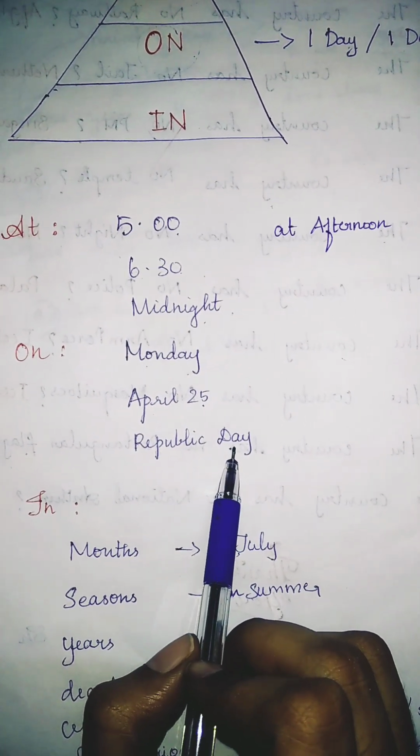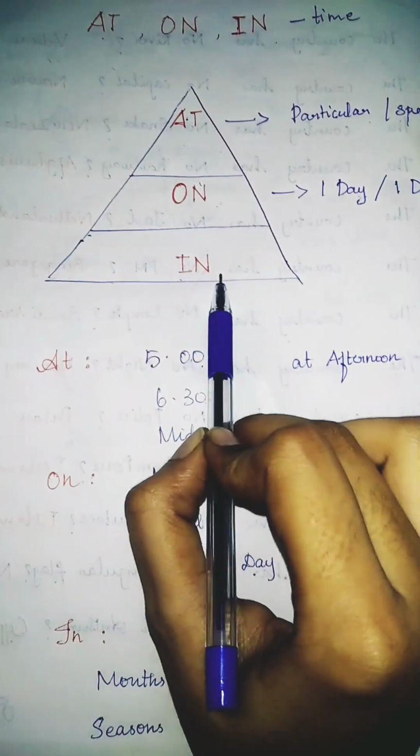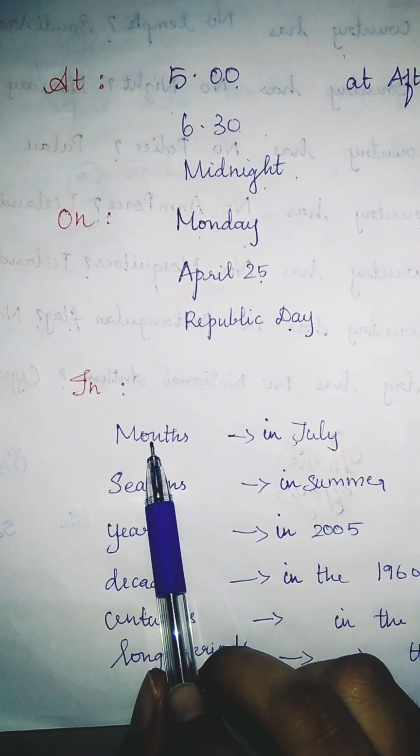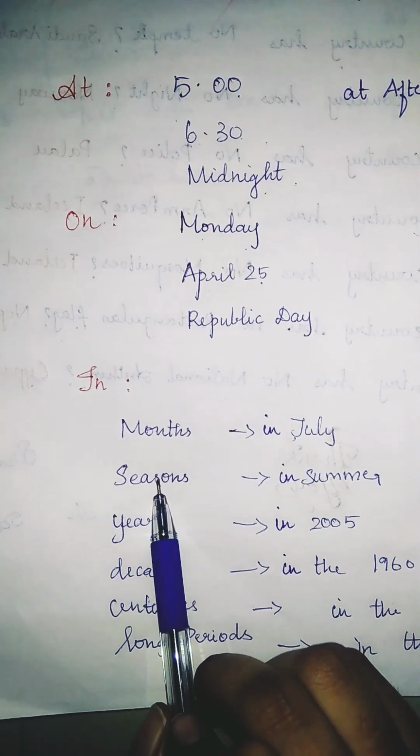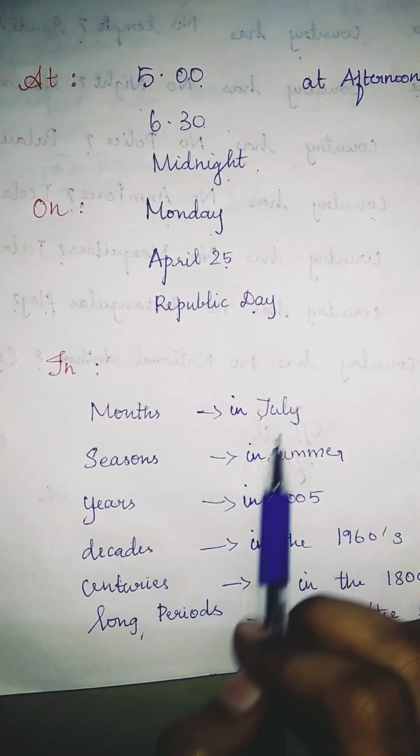In is wider than those two. For example, month, season, year, decade, century, long period. In July, in summer, like that. I think it's clear to everyone.